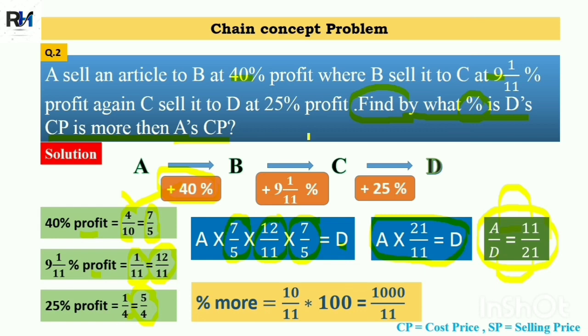So we simply have to calculate the percentage more. For percentage more, we put the value of the difference between these two. How much is the difference between the two? 21 minus 11, that is 10 upon 11. I have taken the initial amount, the CP of A, in the denominator, multiplied by 100. I get 1000 by 11% more than A's CP. This is the required answer.